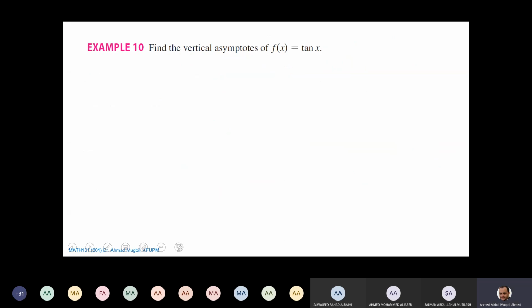I need to specify the last 10 minutes, in fact, to explain some issues related to the course, but it's okay. We still have time. Let me explain how many examples we still have.